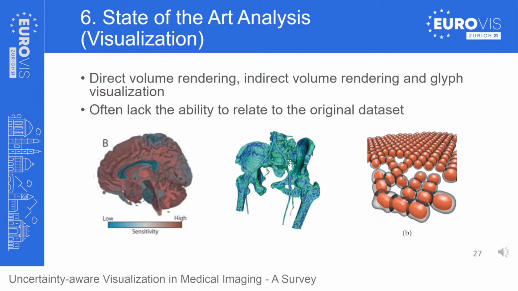Now that we discussed all categories contained in the medical image transformation step, we can move forward to the visualization step. Here we found three subcategories, which are direct volume rendering, indirect volume rendering, and glyph visualization approaches. In general, we can observe that these approaches often lack the ability to relate to the original dataset.